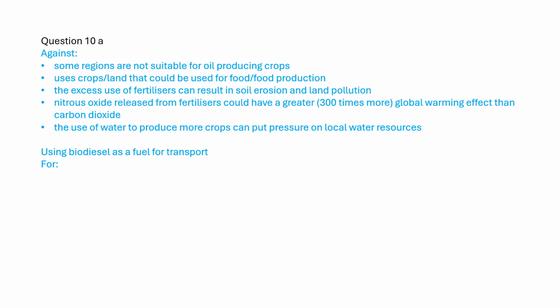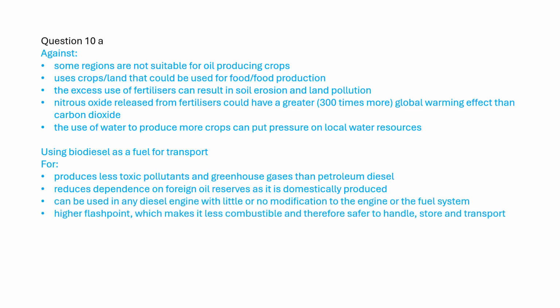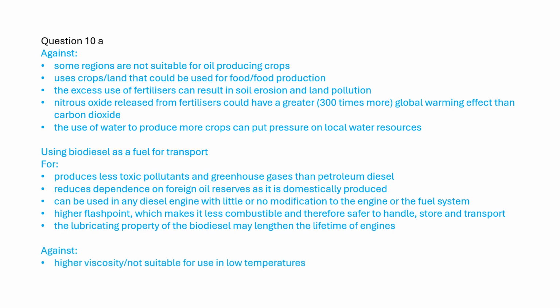Using biodiesel as a fuel for transport produces less toxic pollutants and greenhouse gases than petroleum. Biodiesel reduces dependence on foreign oil reserves as it is domestically produced. It can be used in any diesel engine with little or no modification to the engine or the fuel system. Higher flash point, which makes it less combustible and therefore safer to handle, store, and transport. The lubricating property of the biodiesel may lengthen the lifetime of engines. Against, higher viscosity/not suitable for use in low temperatures. Biodiesel fuel is more expensive than petroleum diesel fuel.